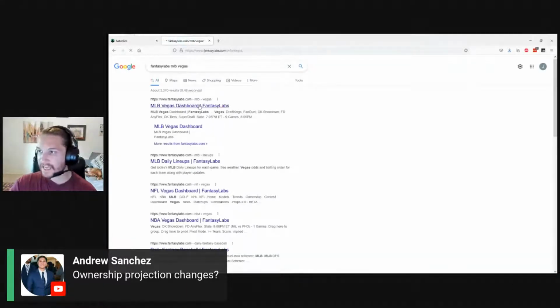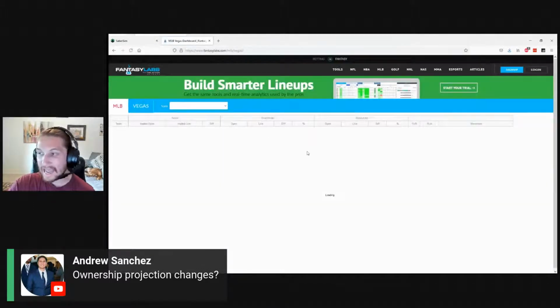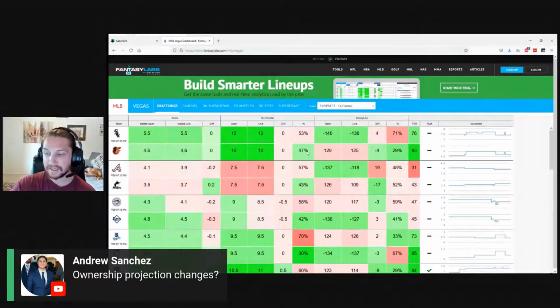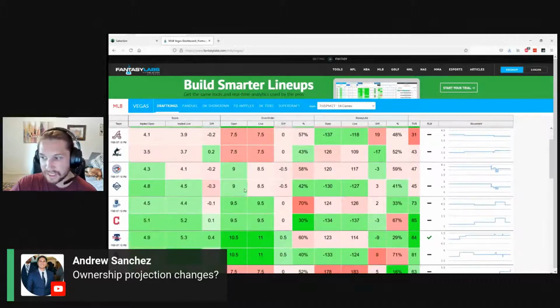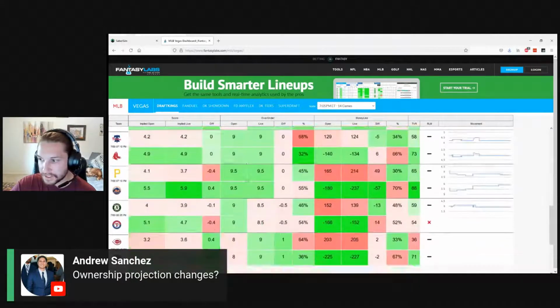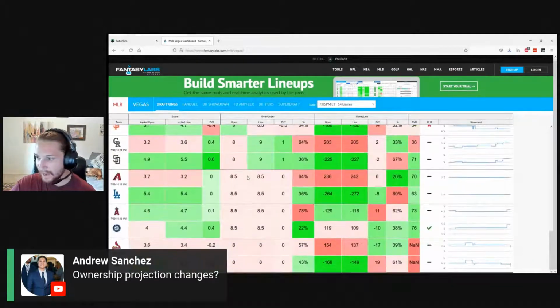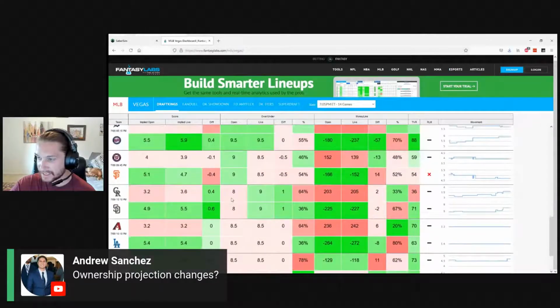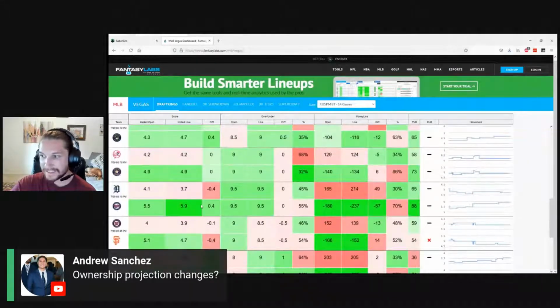So FantasyLabs has this Vegas dashboard. This is another thing I look at. I find that the field just consistently over-gravitates to teams that have the highest run totals, especially if there's far and away one team that starts to get a run total that is pretty high up there. I expect that team to be the chalkiest team on the slate.